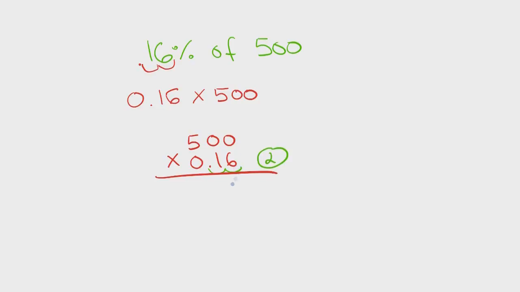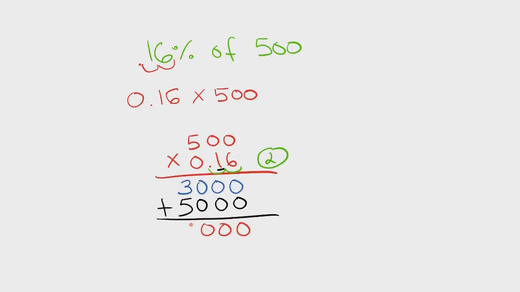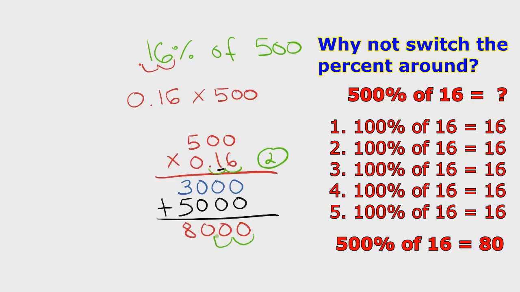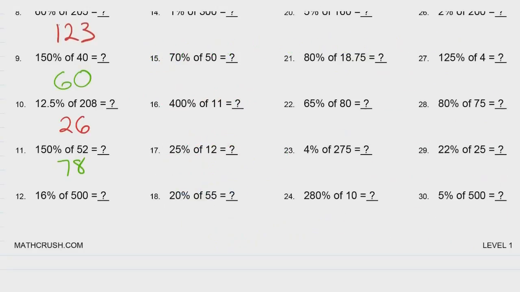Let's multiply. 6 times 0 is 0. 6 times 0 is 0. 6 times 5 is 30. Add a placeholder because we're starting in the tens place. 1 times 0 is 0. 1 times 0 is 0. And 1 times 5 is 5. We add this up and we get 0008. We need to move the decimal 2 spaces to the left, or make sure we have 2 digits to the right of the decimal, so the answer will be 80. This is 80. Problem number 12, the answer is 80.